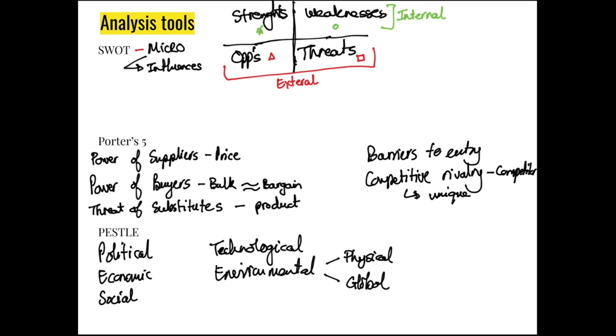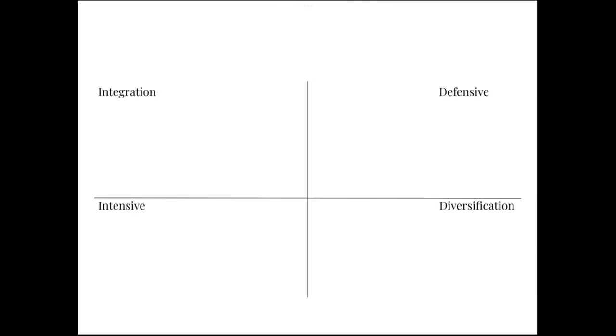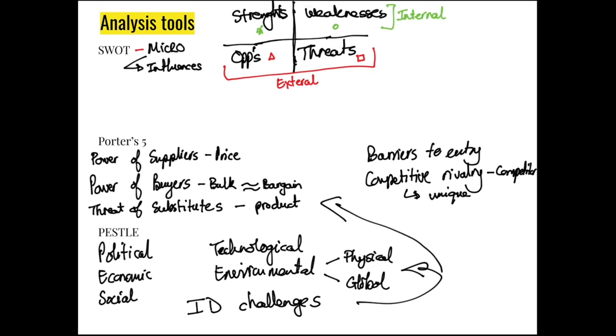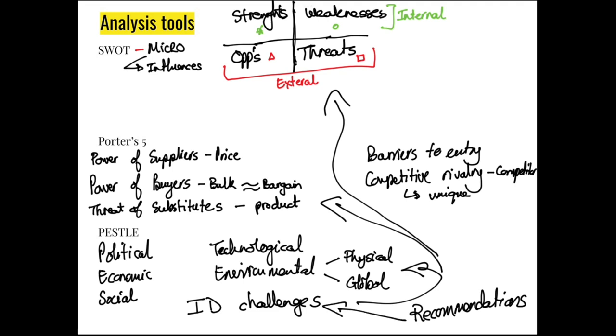So these are the things that you specifically look at for making sure that you scan your environment properly. You need to be able to identify challenges from each environment. So that means your macro, your market, as well as your micro. So you need to be able to look at scenarios. Then you also need to be able to make recommendations. So what can they do to address the challenges? So the recommendations would then be addressing the challenges, making sure that you've got something you can actually fix it with.